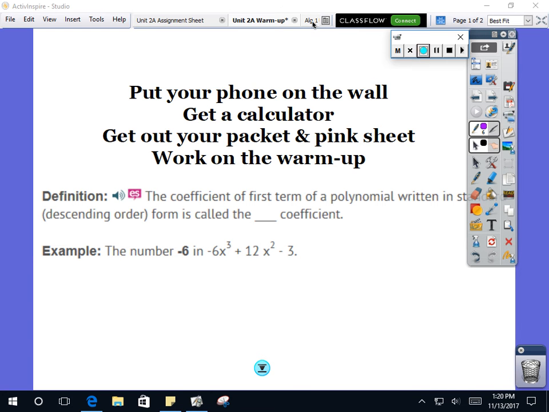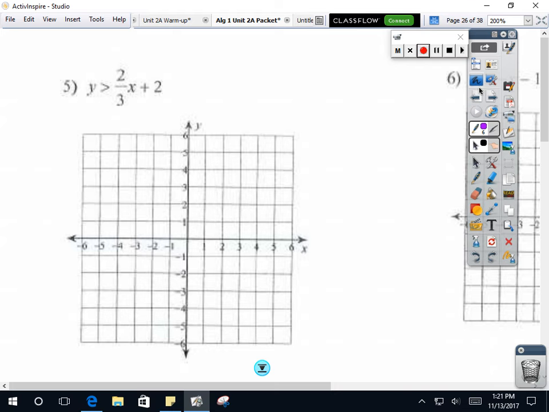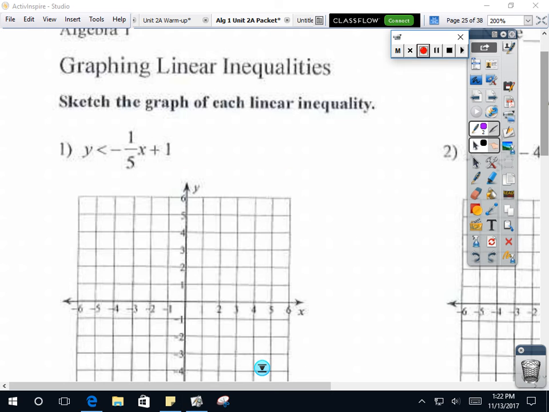Okay, we are on page 24. Go to page 24. I can't hear you. Okay, here we go.